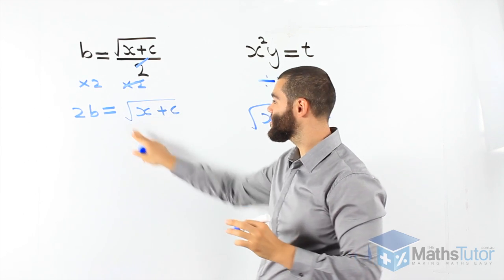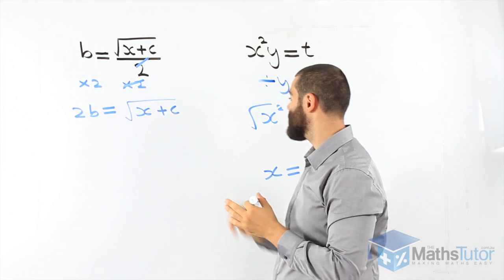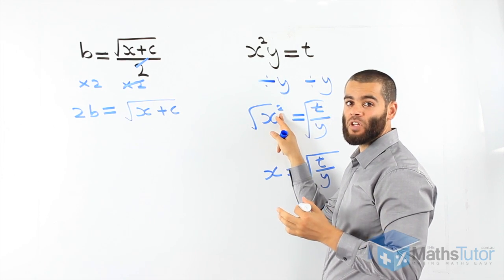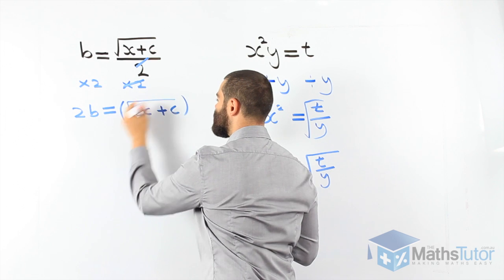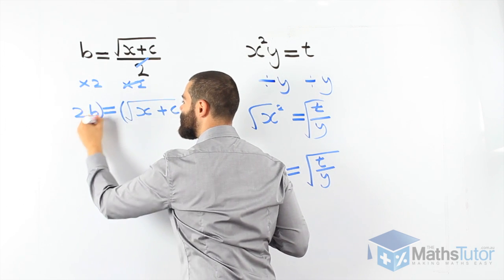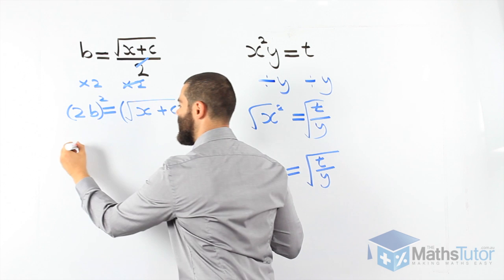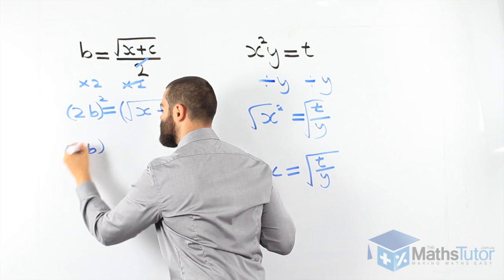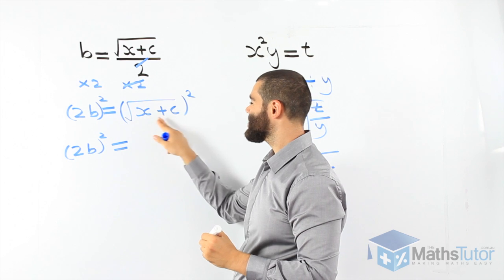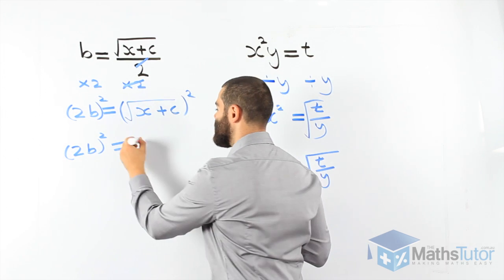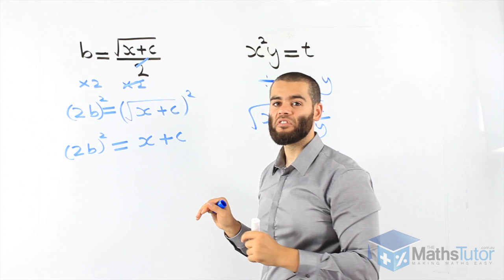What do we notice? We have a square root. How do we solve that? What do we do now? We learned the opposite of square root is squared. So we're squaring everything: you square this and you square that. That will cancel the square root sign. So we have 2b squared equals x plus c. Now the square root sign has gone. The square cancels out the square root sign.